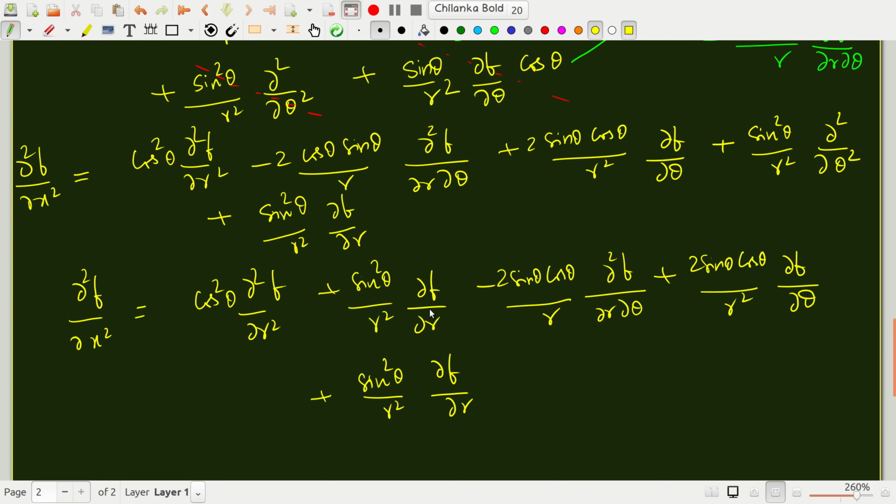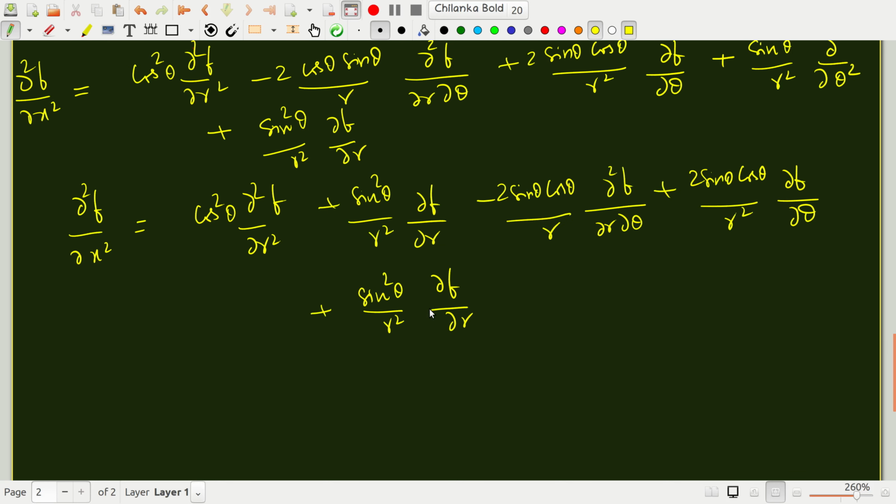Hang on a second. Okay, so I have written this here. Let me erase this. I've already included this term. Let me erase this and write the last term, which is sine squared theta by r squared, partial squared by partial theta squared. Okay, so these are the various terms that are there in this expression.